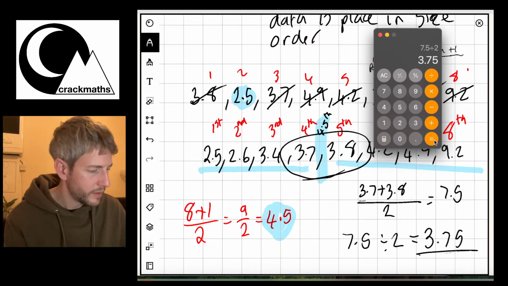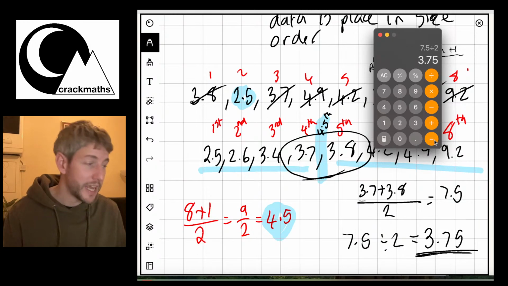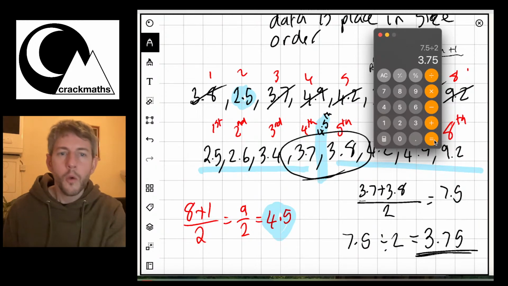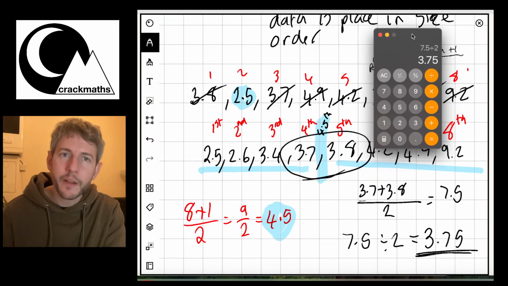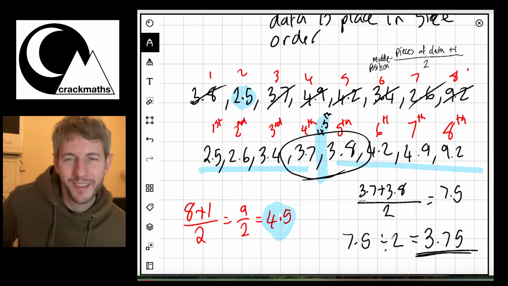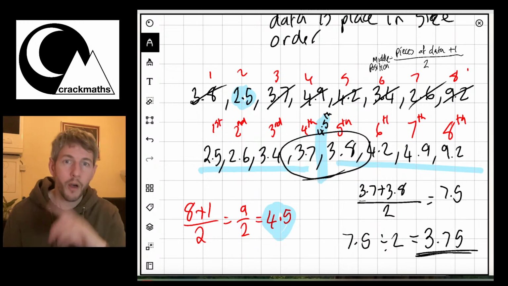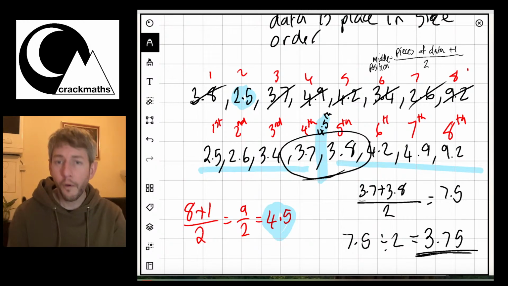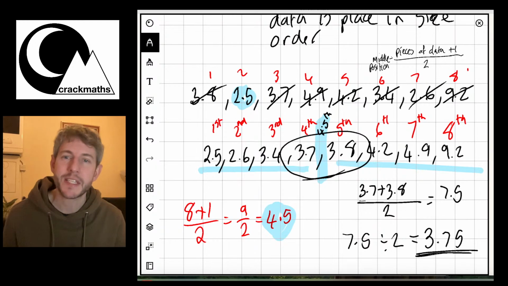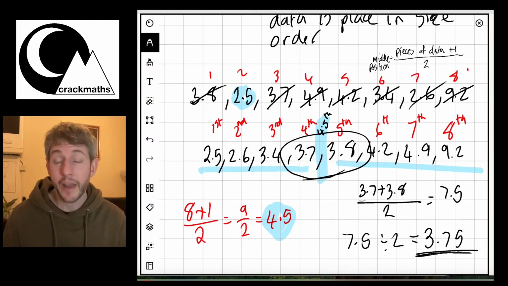3.75. Okay, great. So that tells us the median of this piece of data. What's important to know is that the median is also a type of average. So if somebody asked me, I've got rid of the old sets of data now, but if somebody asked me what the average was of this set of data, offering them the median is a legitimate answer. Offering them the mode is a legitimate answer. And offering them the mean is a legitimate answer.